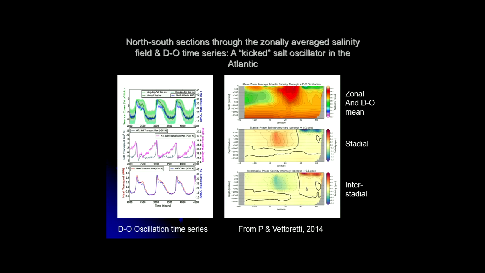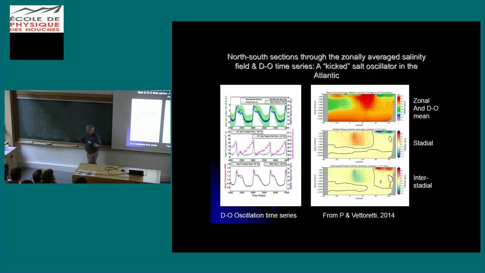But just to talk, I could obviously go on for much longer than I have. I have 2 more minutes, and I'll basically just describe to you the basic salt oscillator characteristics of the model, which has got me to describe this whole process as a kicked salt oscillator in the Atlantic, where the kick to the global ocean is delivered by the Heinrich event. Okay? So this is on the left.